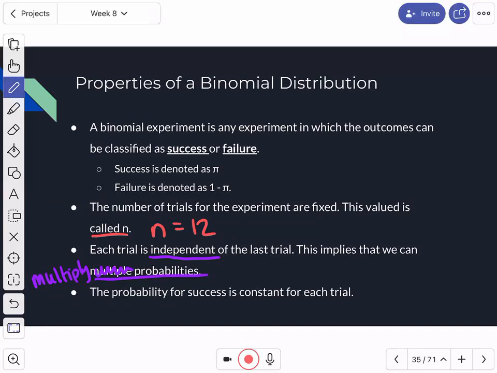First property, 2 outcomes, success and failure. Second property, fixed number of outcomes. We call that N. Third property, each trial is independent. The independence allows us to multiply probabilities. Fourth property, probabilities aren't going to change from problem to problem or from thing to thing.